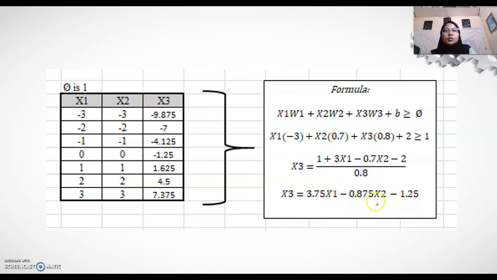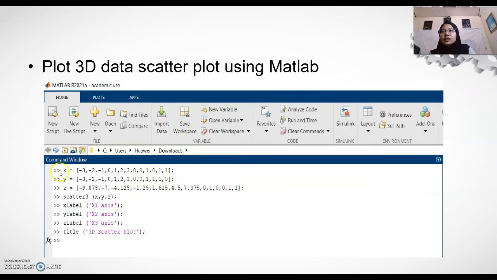For the values of x1 and x2, we assume these values: negative 3, negative 2, negative 1, 0, 1, 2, 3. We use these values and we get the value of x3. So this is the coding for Matlab. X refers to x1, y is x2, z is x3, and this is the label for the graph and the title.